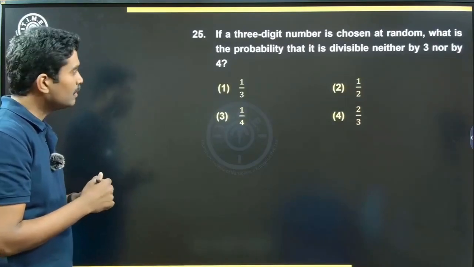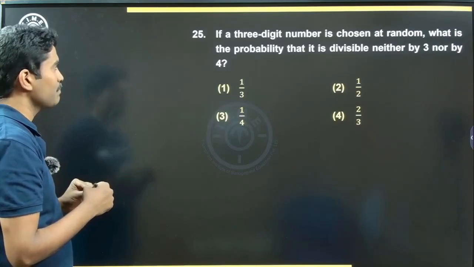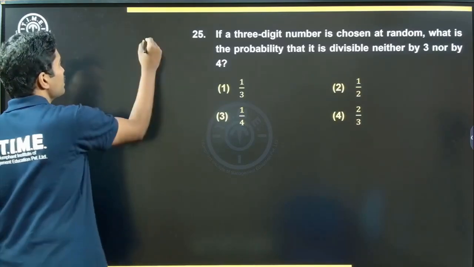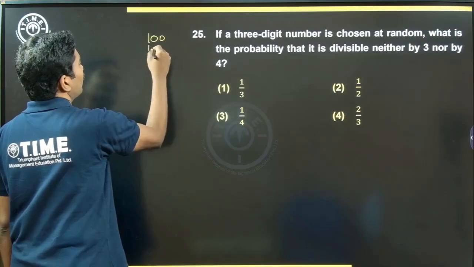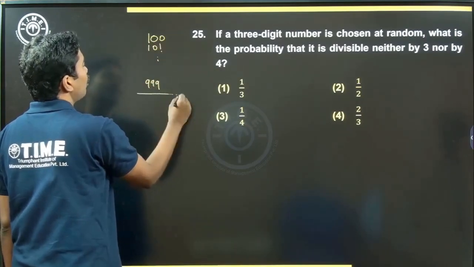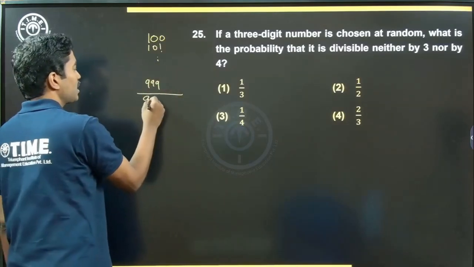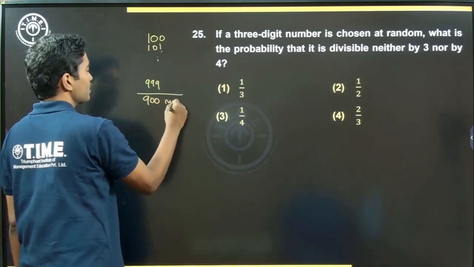Next question. If a 3-digit number is chosen at random, all right, 3-digit numbers start with 100, 101, and so on, going till 999. So how many such numbers do we have? 999 minus 100, 899 plus 1. There are 900 such numbers.